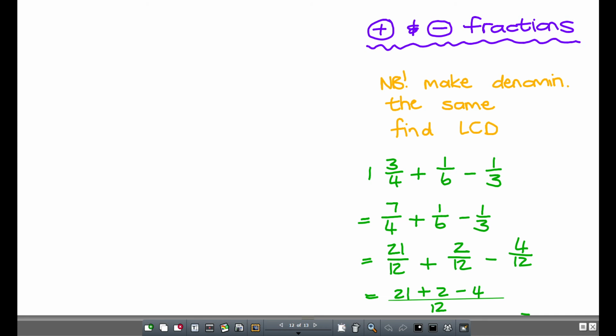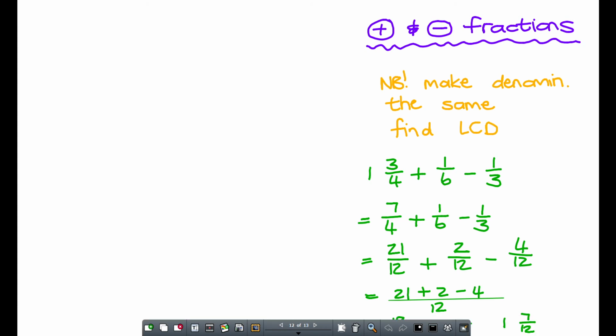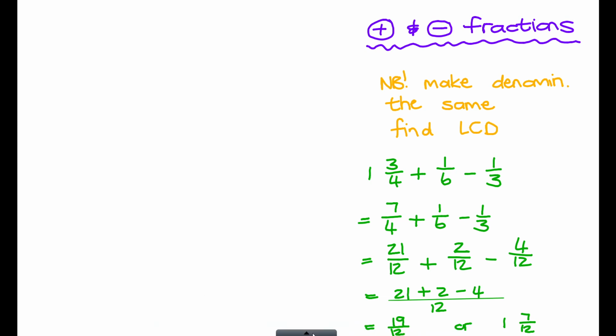Right. So 21 plus 2 gives me 23. Minus 4 will give me 19 over 12. So you could have left it as 19 over 12. Or you could have said 1 and 7 over 12. Any questions there? Right. Can I skip?